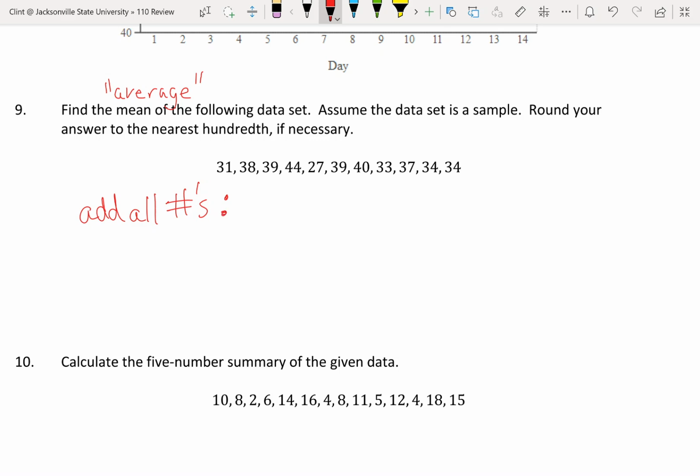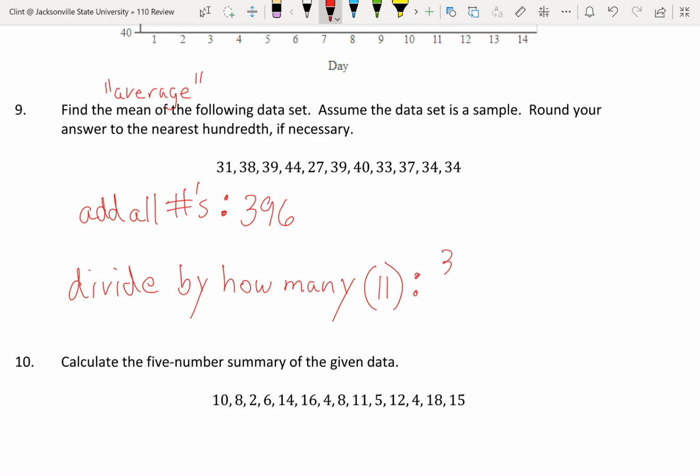Let's see what we get there. 31 plus 38, 39. I got 396. And then we have 1, 2, 3, 4, 5, 6, 7, 8, 9, 10, 11. So 396 divided by 11, round our answer to the nearest hundredth, that's 2 decimal places. We don't even need that. It just comes out exactly to 36.